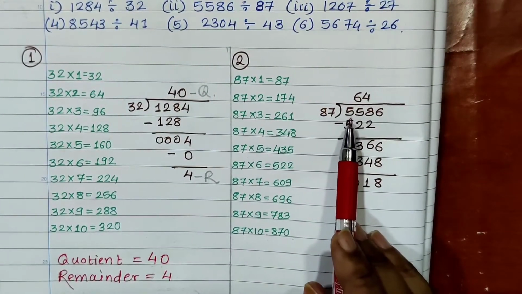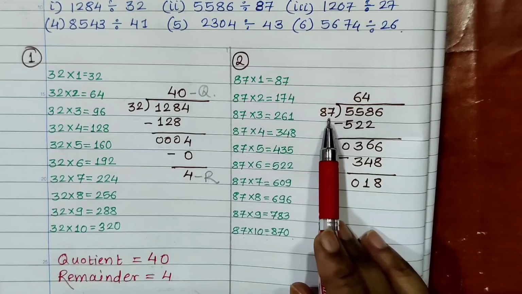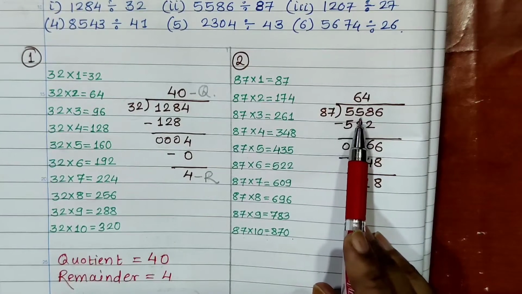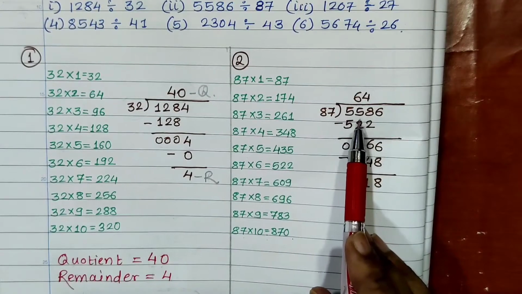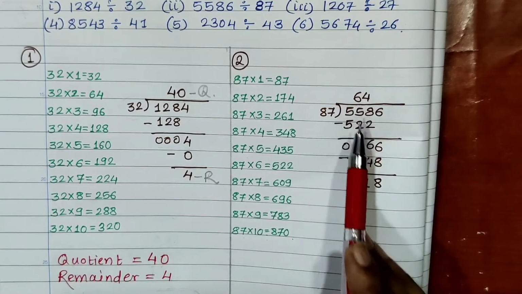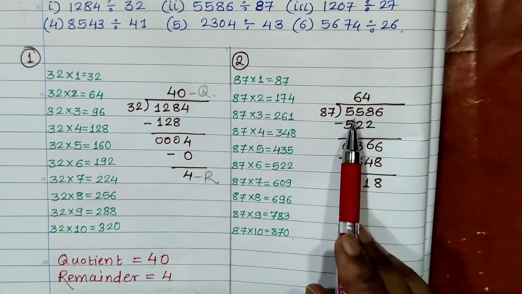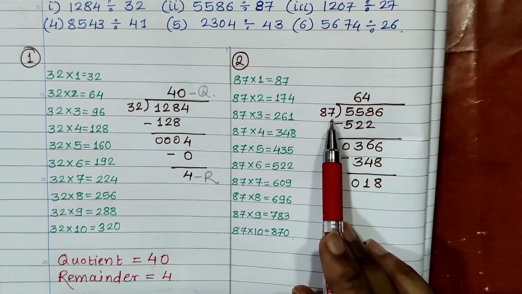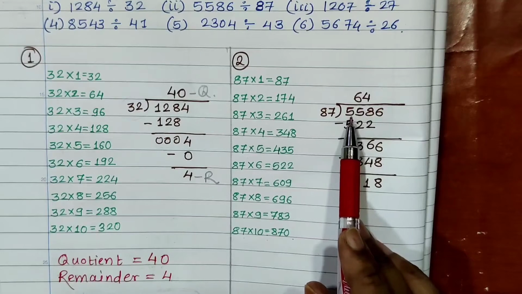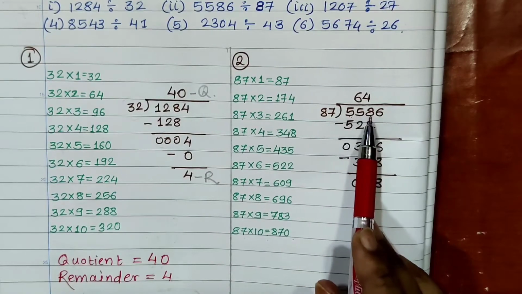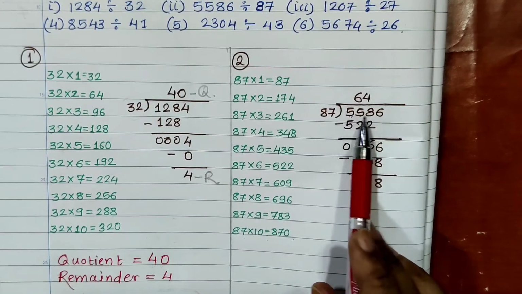Then first digit if you take, it is very small as compared to 87. If you make the group of first two digits, it is 55. 55 is also very small. You cannot write 87 ones 87 also, because 55 is small. We cannot subtract 87 from 55. So we have to take the group of first three digits, 5, 5, 8. So it will be 558.